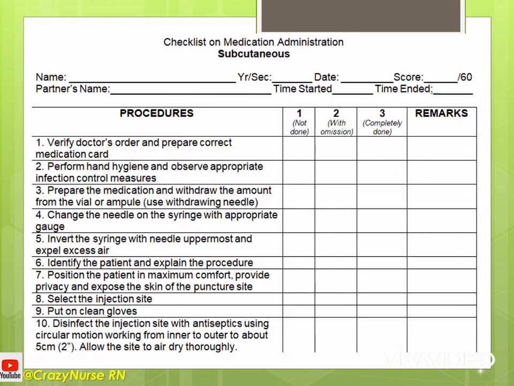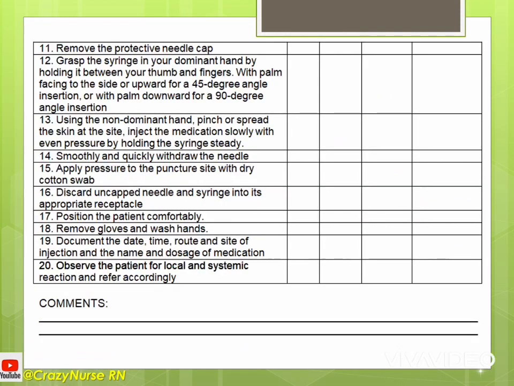Position the patient in maximum comfort, provide privacy, and expose the skin of the puncture site. Select the injection site, put on gloves. Disinfect the injection site with an antiseptic using circular motion, working from inner to outer to about 5 centimeters or 2 inches. Allow the site to air dry thoroughly. Remove the protective needle cap.